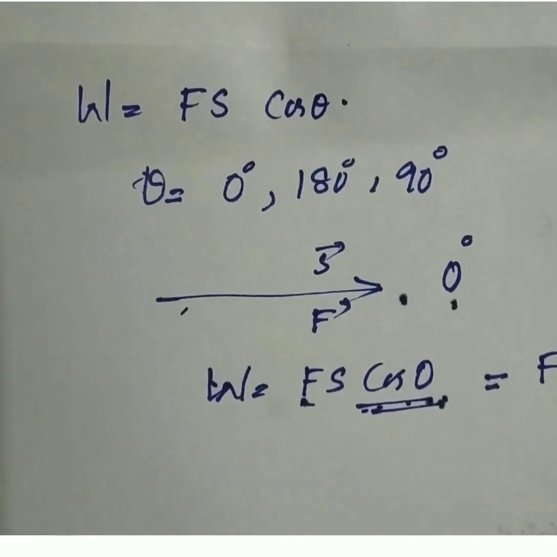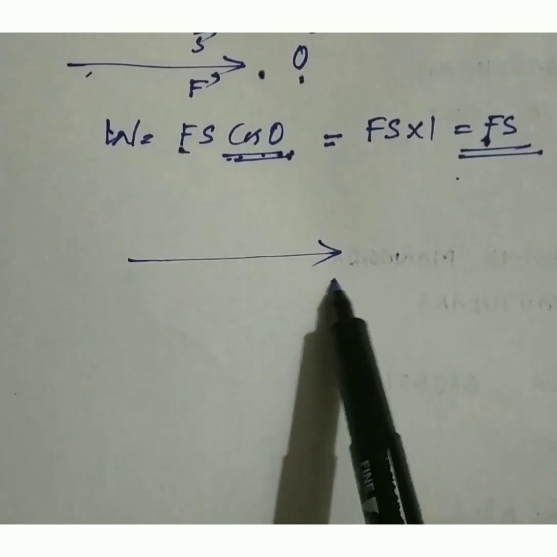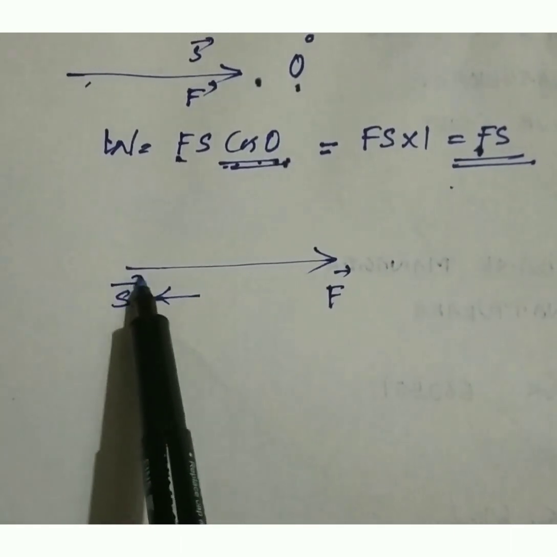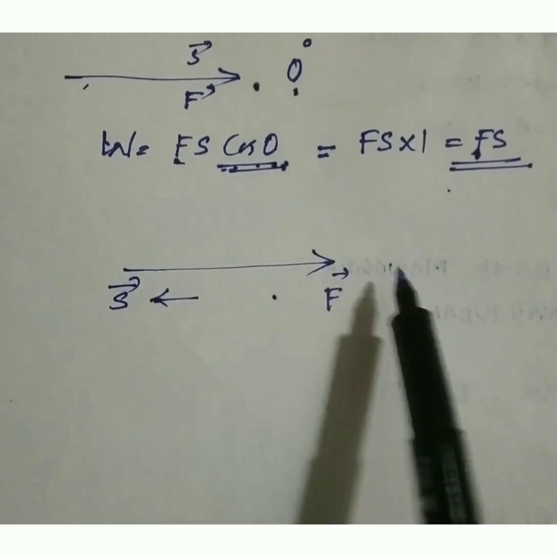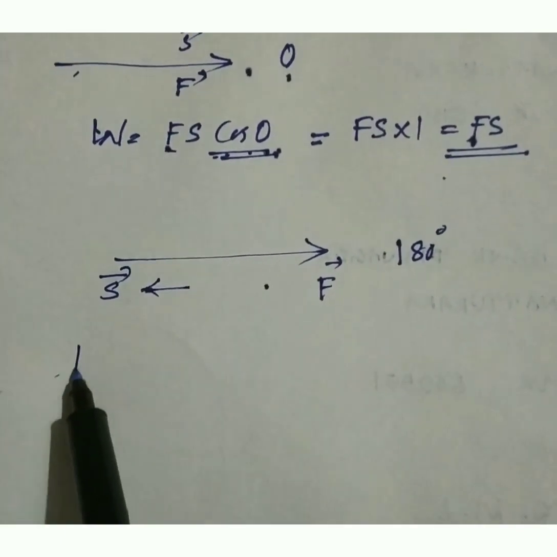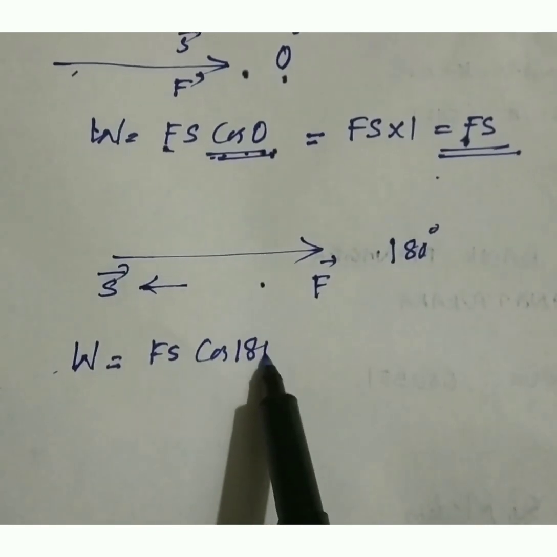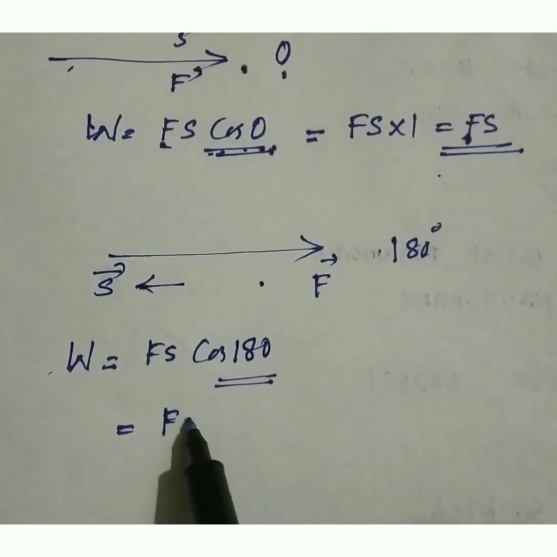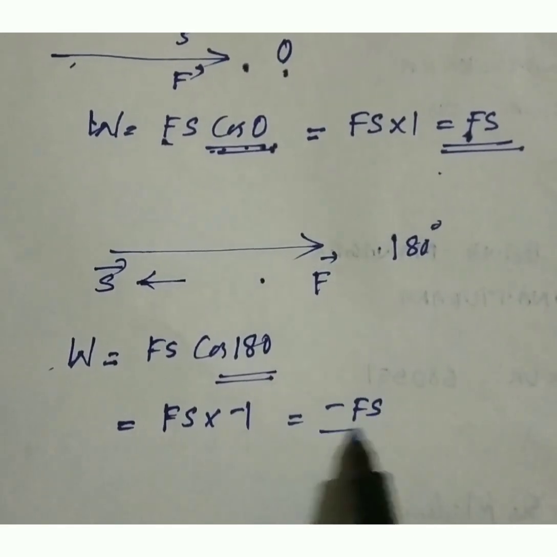Okay. But if force is acting in the horizontal direction, that means in the forward direction, and displacement is in the opposite direction, then what is the angle between force and displacement? Here it will be 180 degree. So we can write W is equal to Fs cos 180. But cos 180 is equal to negative 1. So we can write Fs into minus 1. So you will get negative Fs.